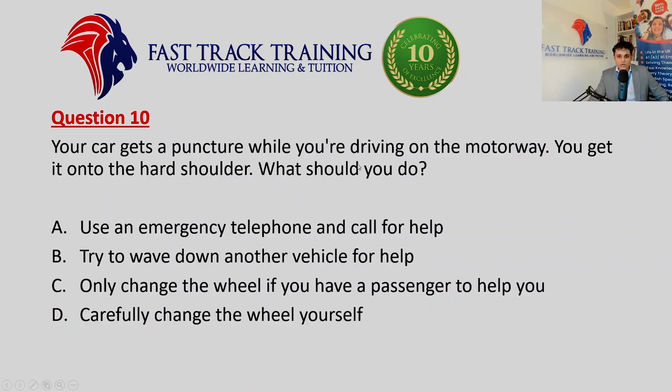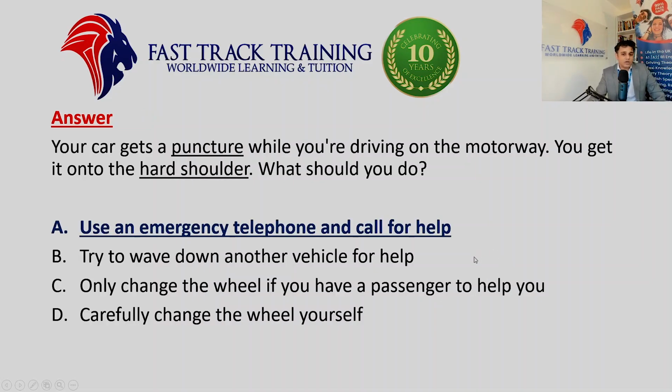Your car gets a puncture while you're driving on a motorway. You get it onto the hard shoulder. What should you do? Use an emergency telephone and call for help. Try to wave down another vehicle for help. Only change the wheel if you have a passenger to help you. Carefully change the wheel yourself. So the correct answer is use an emergency telephone to call for help. So if you get a puncture on the hard shoulder, go over to the emergency phone and use it and call for help. Why? Because your mobile phone won't tell them where you are on the motorway. Use the emergency telephone and use that number.